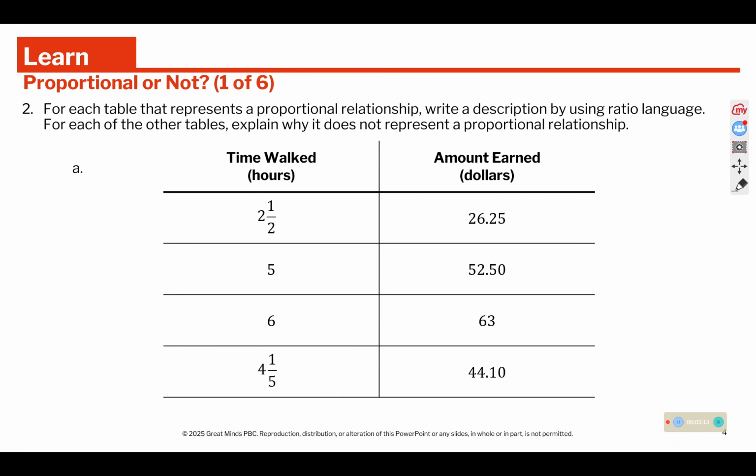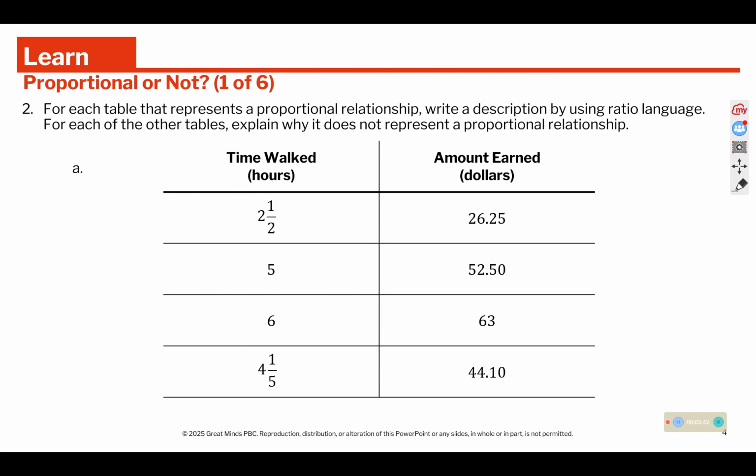For each table that represents a proportional relationship, write a description by using ratio language. For each of the other tables, explain why it does not represent a proportional relationship. Now, since we do not know that these are proportional, part of our job is to determine if they are. We're going to have to check multiple rows in the table to make sure that they come out to the same unit rate.